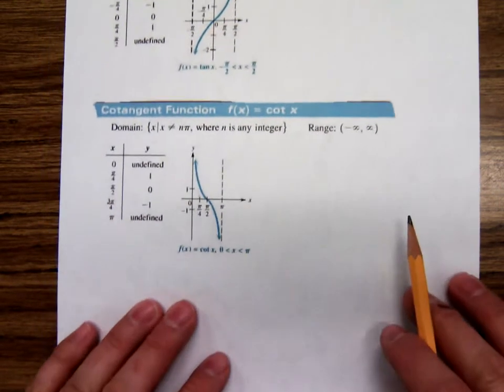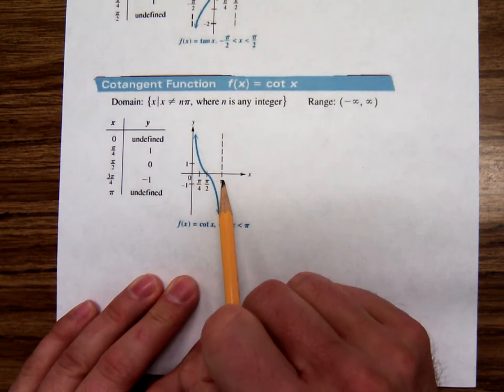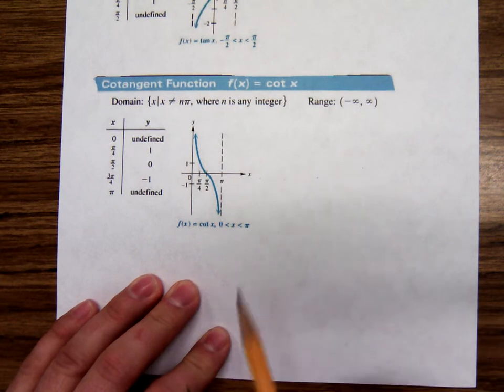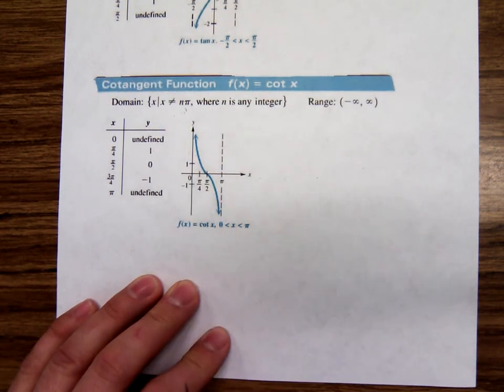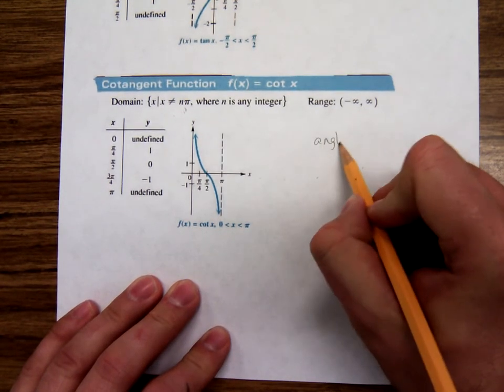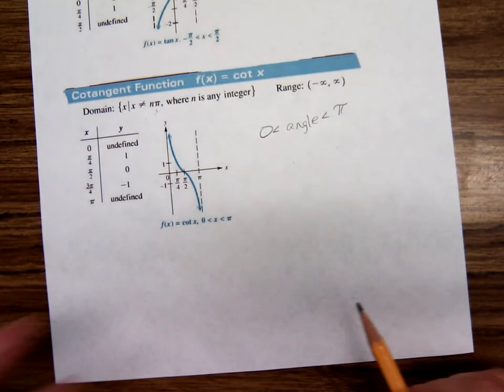With cotangent, the asymptotes are at 0 and pi, and you just keep going on, 2 pi, 3 pi, 4 pi, 5 pi. x can't be a multiple of pi. And so you would take the angle, set it between 0 and pi, and that's what we did the last time. And today we're going to be graphing secant and cosecant.